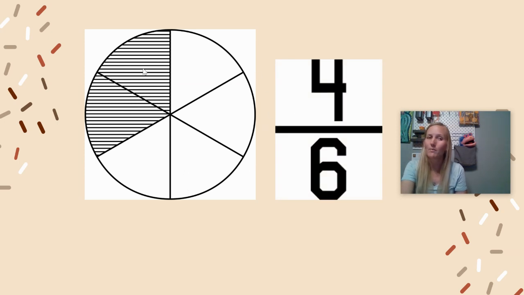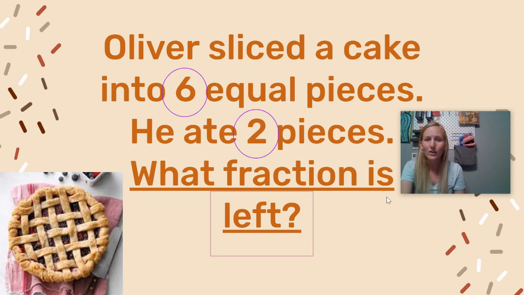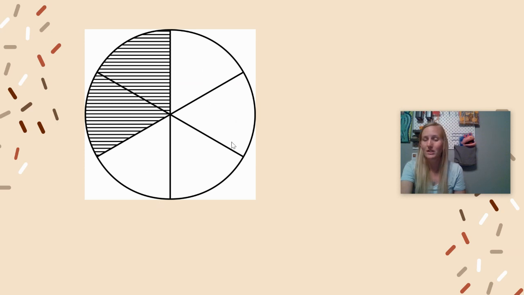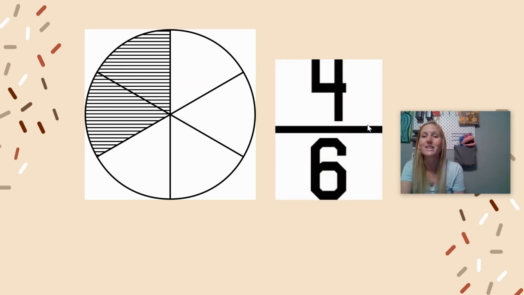I'm not asking you how much he ate. I'm asking you how much was left. Now you've got to pay attention real carefully to that question. So let's go back real quick. It says, what fraction is left? I'm not asking you, again, what he ate. I'm asking you what was left. So that would be the stuff that's not shaded in. A little bit tricky, but pay attention carefully to those words. So 4/6. Remember, you've got to have that TH on the end there for that denominator. 4/6.